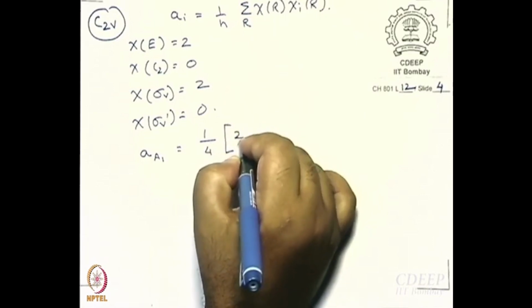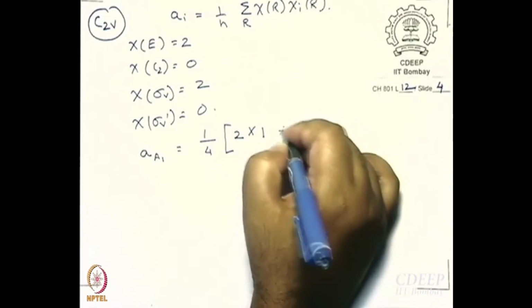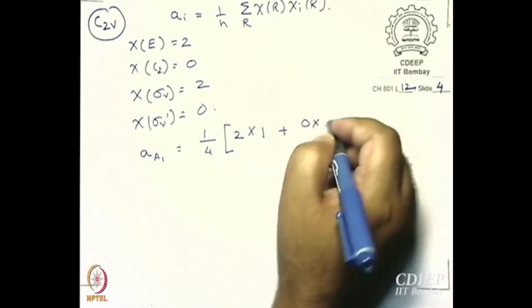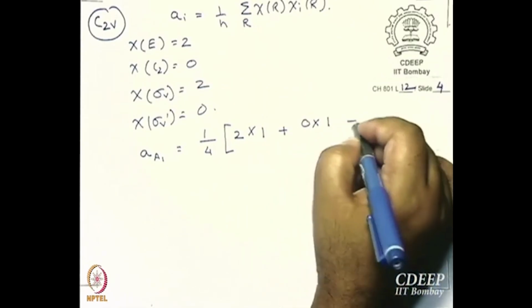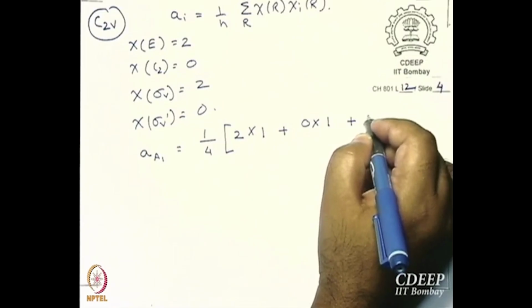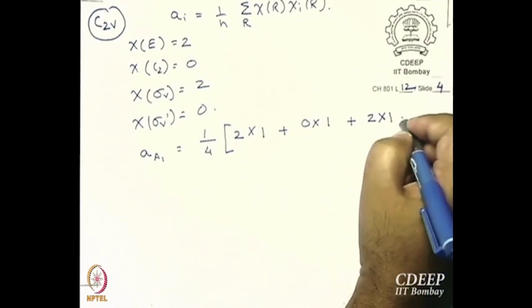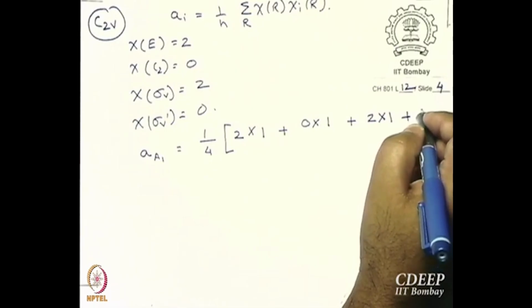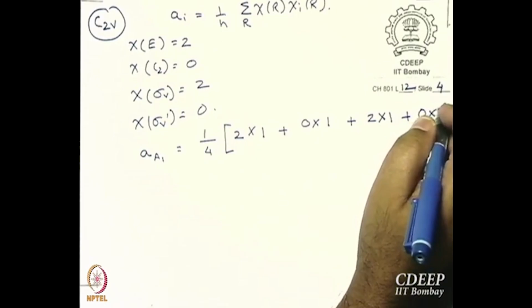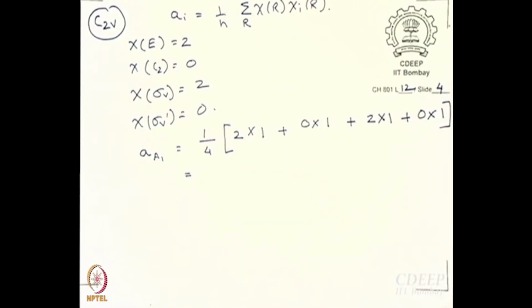multiplied by, chi of E is 2, multiplied by chi i of E is 1, plus chi of C2 is 0, multiplied by chi i of C2 is 1, plus chi of sigma V is 0, multiplied by chi i of sigma V is 1, plus chi of sigma V dashed is 0, multiplied by chi i of sigma V dashed is 1. What is the answer? Very difficult simplification. Even my 10-year-old son can do this. 1. All right.